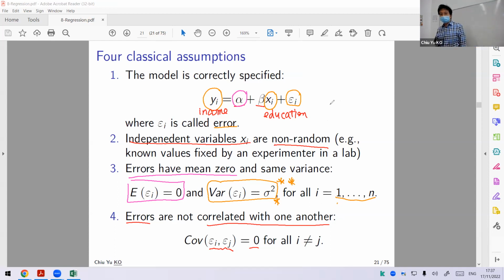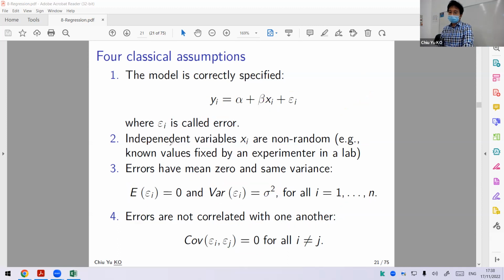First, this is the right model, okay? They are related linearly. Second, X are non-random. Third, the error term has mean 0 and the same variance, and the errors are uncorrelated with each other, okay? And all of them can be relaxed, but that is what we have, okay? So we make these assumptions somewhat strong. So what's the gain of these assumptions, okay?